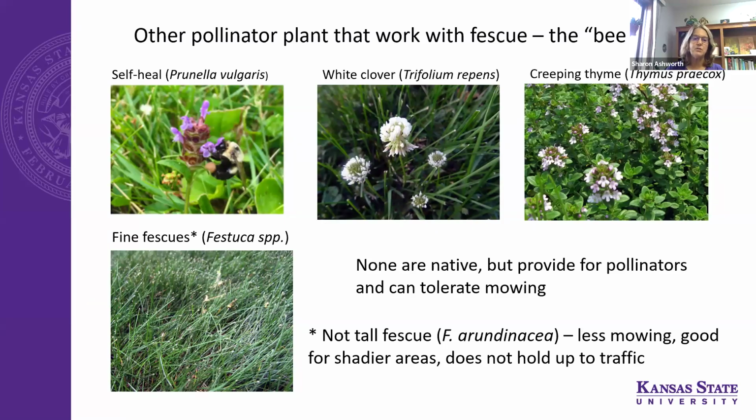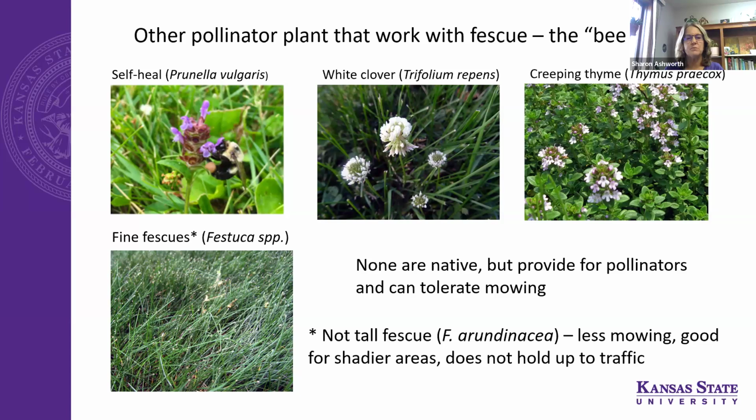And that's why I ask you to really make sure you know how you're using your yard. Fine fescue would be a great thing, especially mixed in with these other flowers, the self-heal and the white clover, for a pollinator lawn, but make sure it's in an untrafficked area because fine fescue won't hold up to the traffic. So that's sort of the tall fescue, how to make that a little bit more environmentally sustainable.